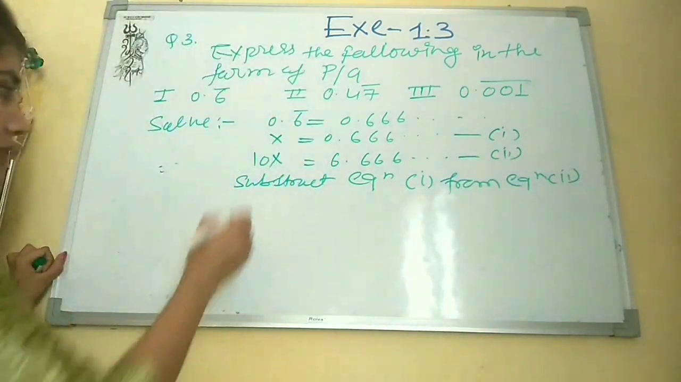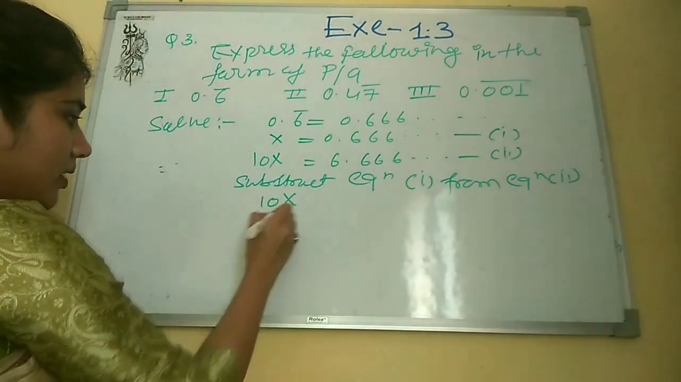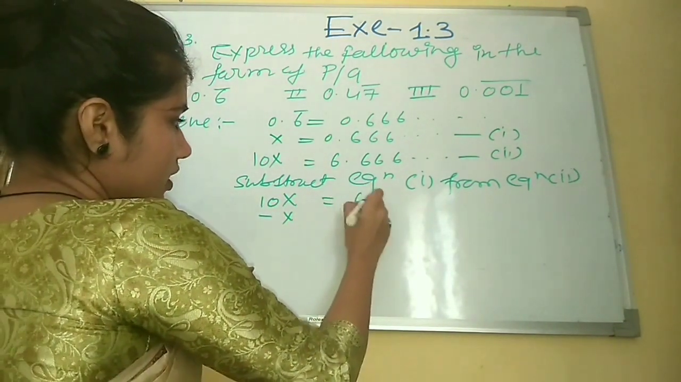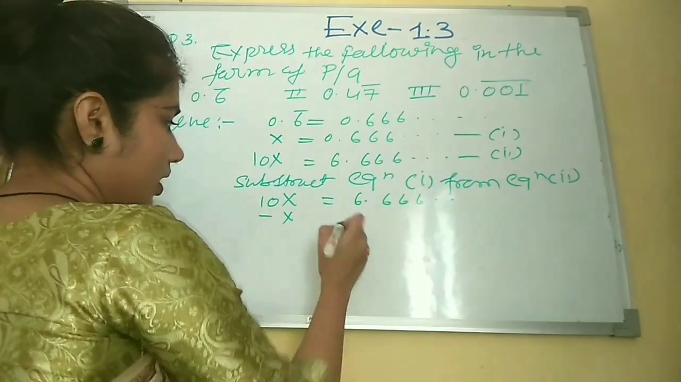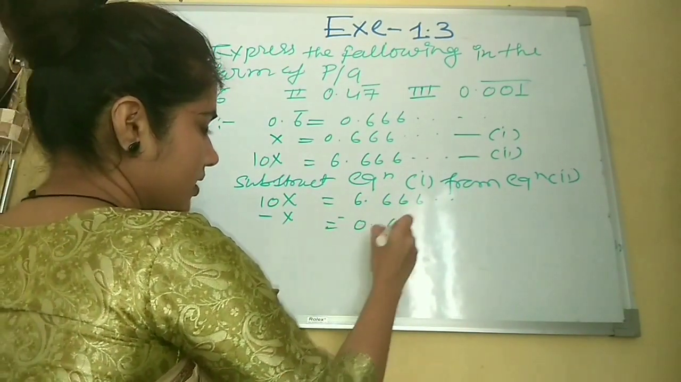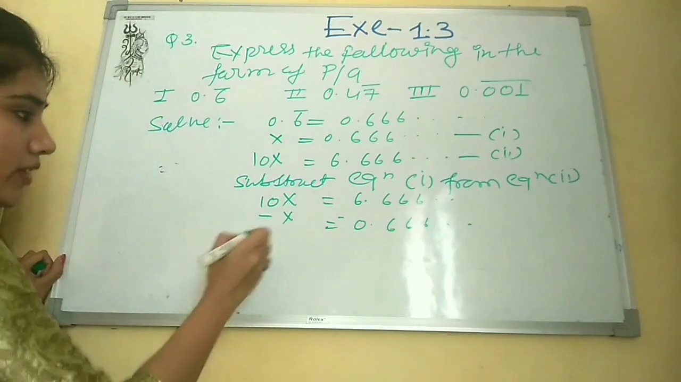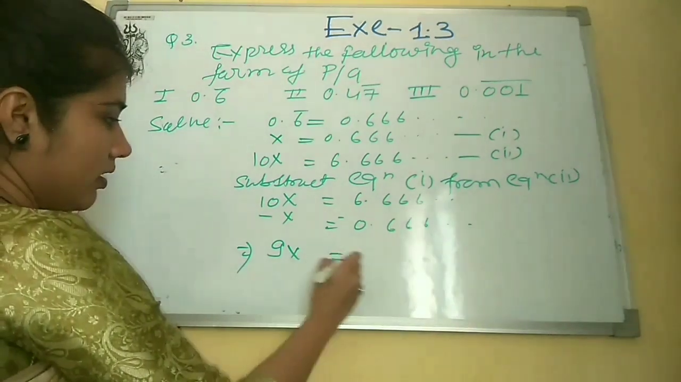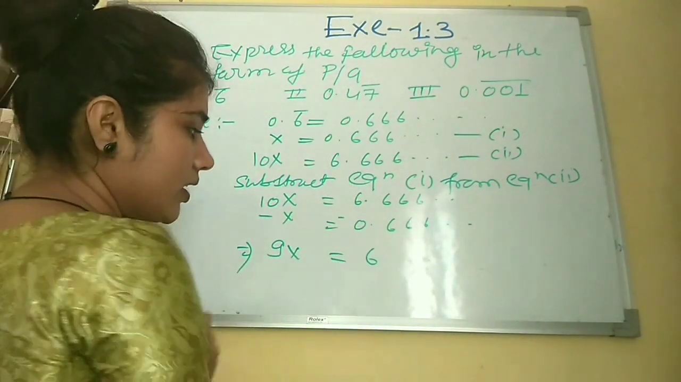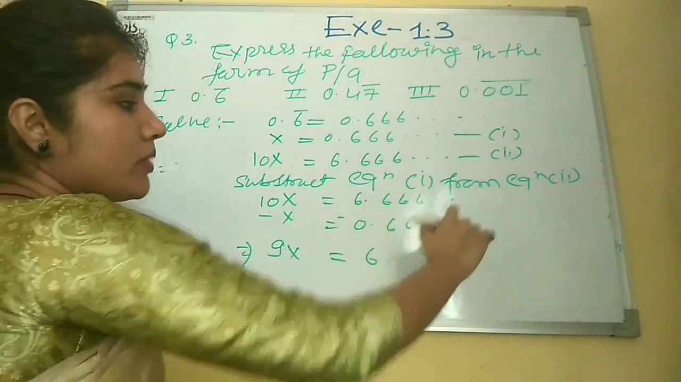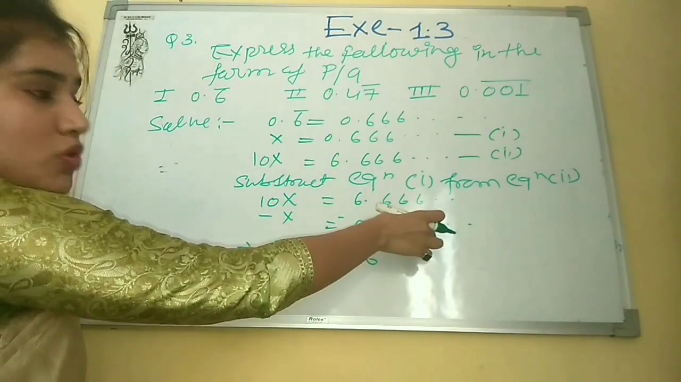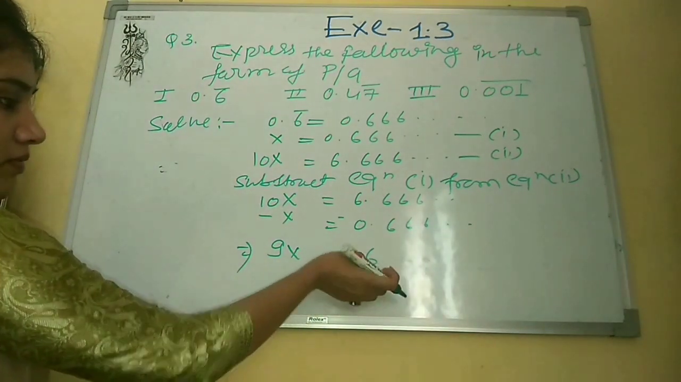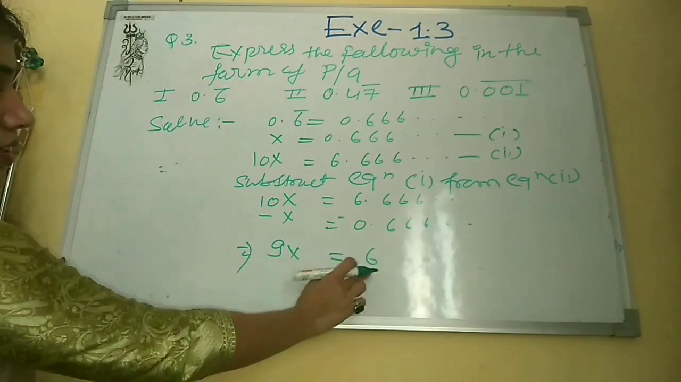So what we will get, we will subtract 10x minus x equal to 6.666... minus 0.666... What we will get, 10x minus x is 9x, and this will be 6, because all the 6s will be cancelled out by subtracting with this 666 after infinite times. So what we have found here is 6.